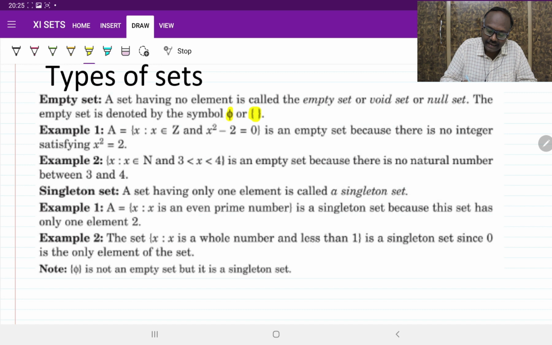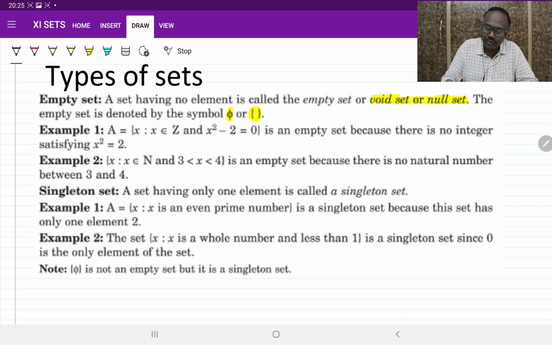So empty set is a set which has no elements. It is also known as the void set. Now let us see some examples of empty set. Let A be a set, the set of all x such that x belongs to Z and x square minus 2 is equal to 0.